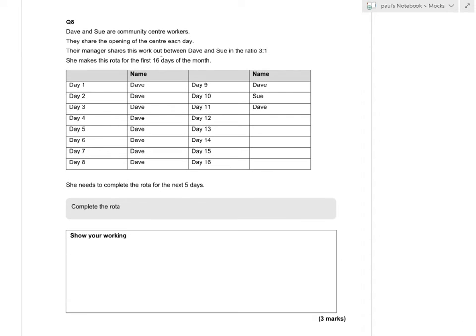Dave and Sue are community care workers. They share the opening of the centre in the ratio of 3 to 1. So let's have a ratio of 3 to 1. So 3 plus 1 equals 4. And there are 1, 2, 3, 8, 16, 24, 32. So 32 divided by 4 equals 8. So Dave has got 3 times 8, which is 24. Sue has got 1 times 8, which is 8. So they all add up to 32.